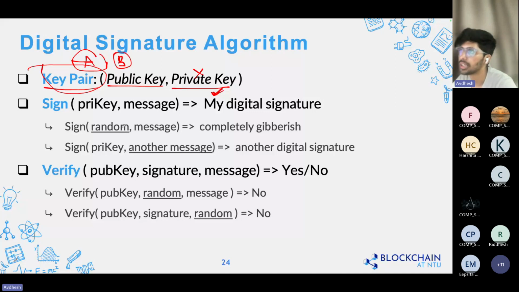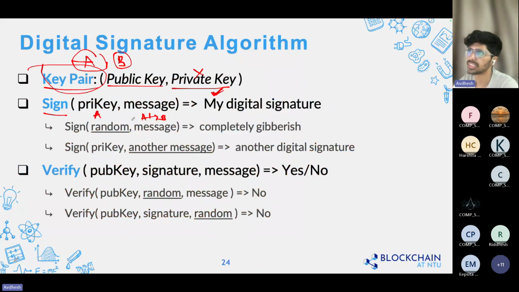So what happens under the hood? This is the sign function under the digital signature algorithm, which showcases the private key of Alice and the message that Alice is sending Bob, how much was it?